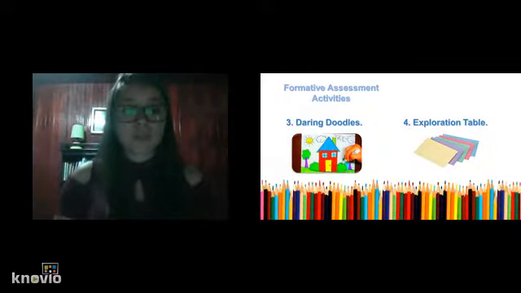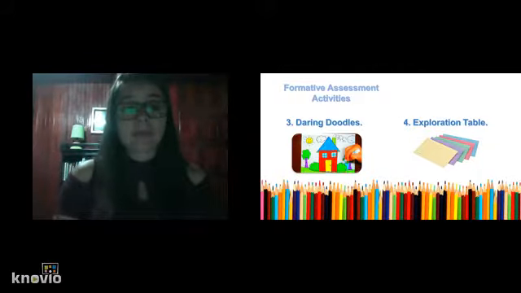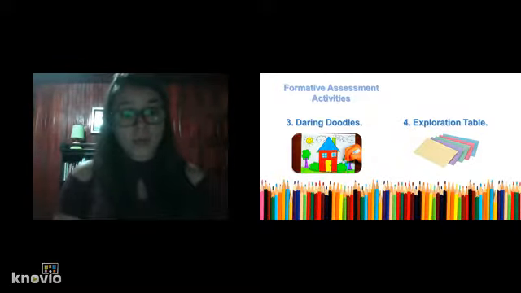Number 3, daring doodles. This one will be a challenging activity for students because in this way we can help some people who have difficulties with speaking, and we can evaluate what they understood or learned. So we're going to ask them to draw what they learned of today's topic, for example. So it's really subjective, it's really entertaining, and it shows what they understood. So in this way we can evaluate them.